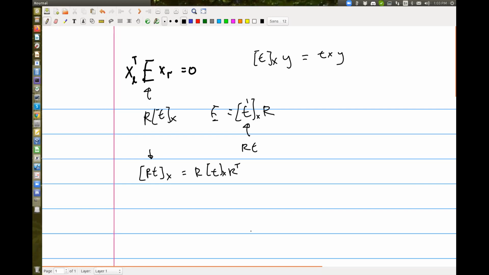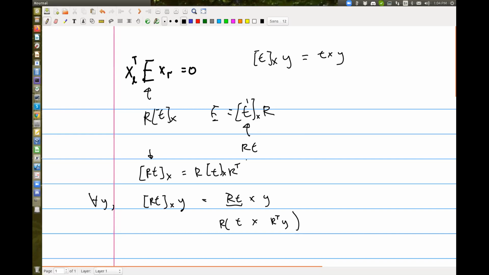So why is that? Think of any vector Y here. If I have RT cross Y, for any Y, this is just RT as a vector, then crossed with Y. But now I can also obtain this vector as T cross R transpose Y, and then R, something like this.